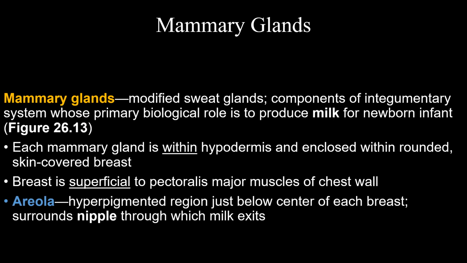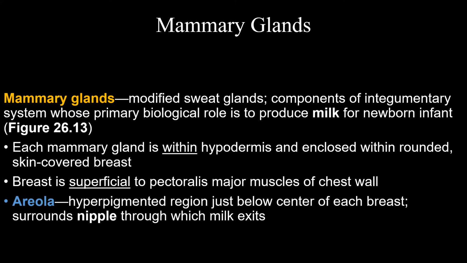Now, the other external anatomy structure that we need to talk about are the mammary glands. And the mammary glands are technically part of the integumentary system, and they're actually just modified sweat glands. The major biological role here for these glands is to produce milk that nourishes a newborn infant. And so really their only function is when reproduction has already been accomplished. These are present in both sexes, but normally only function in females.